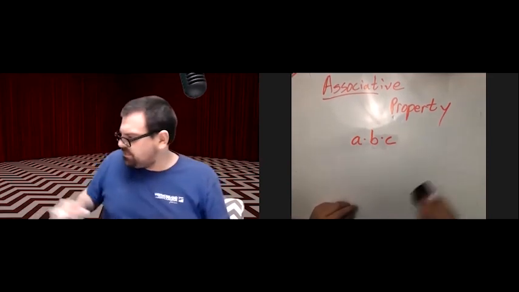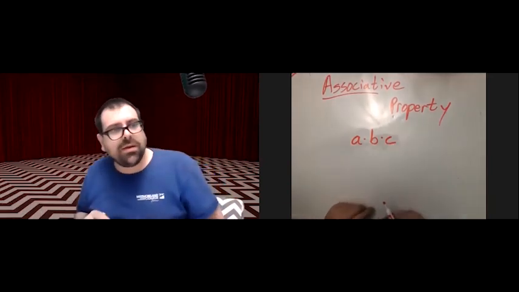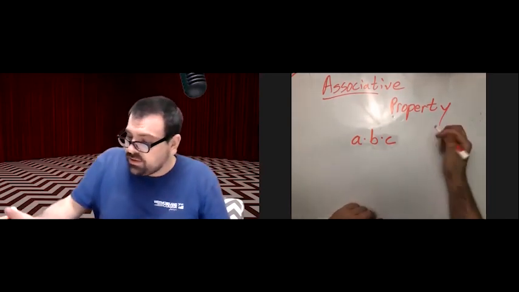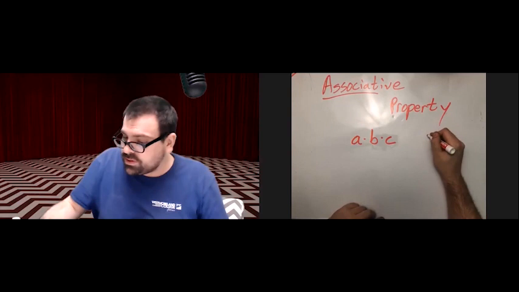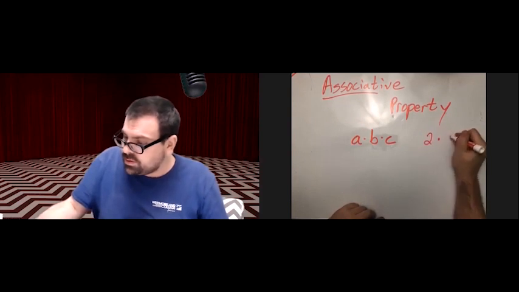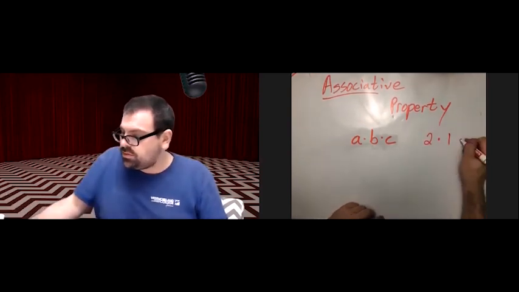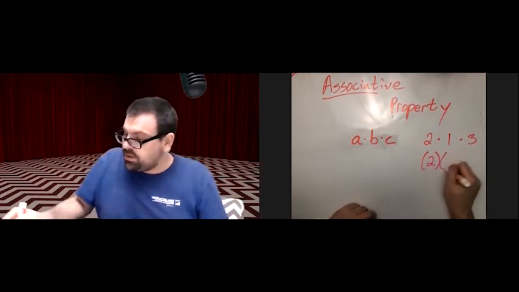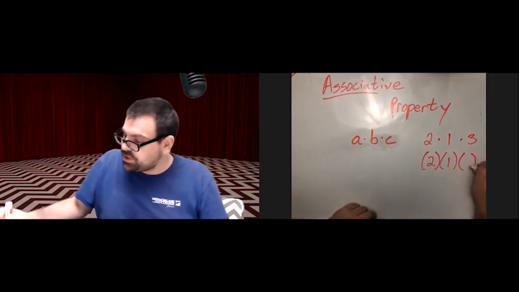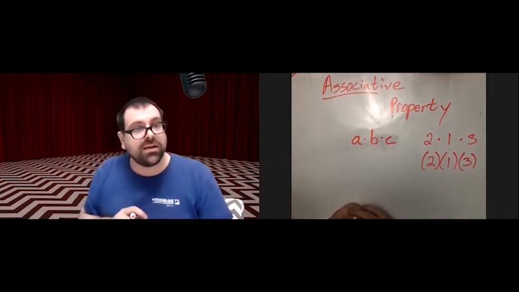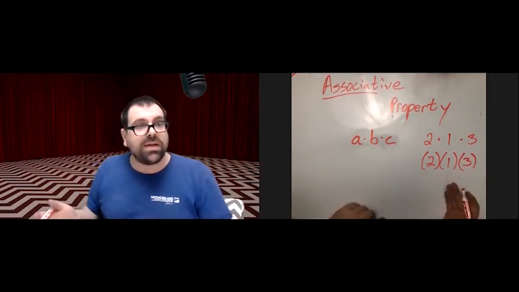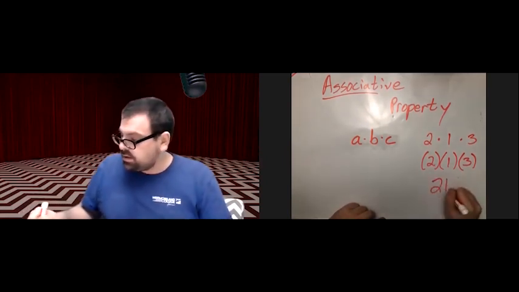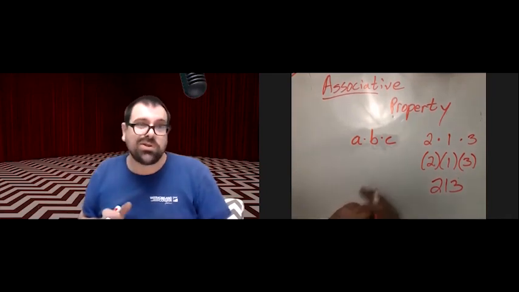What was I saying? Oh, right. A times B times C. You can use the dots, and in fact, you need something. If we had numbers, 2 times 1 times 3, or we can put them in parentheses right next to each other, 2 times 1 times 3. With numbers, we couldn't just do nothing because that's the number 213.